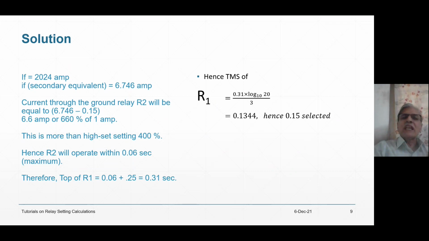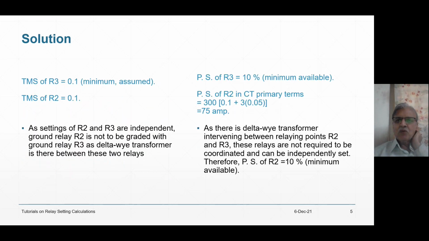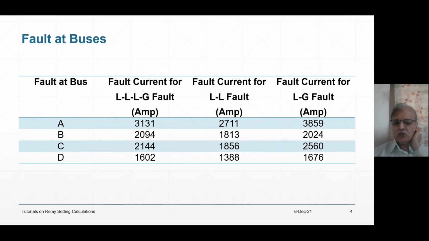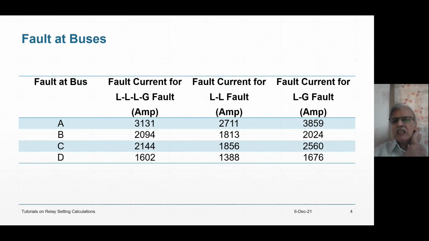So now I have to go for TMS. TMS of R2 and R3 already found out, 0.1, 0.1. Right? So only TMS of R1. Fault current is 2024, right? At bus B, fault current at bus B is 2024. Let me check up once again for you to remember and for me to check up. Fault current at bus B is 2024, which is the highest fault current to coordinate R2 and R1.